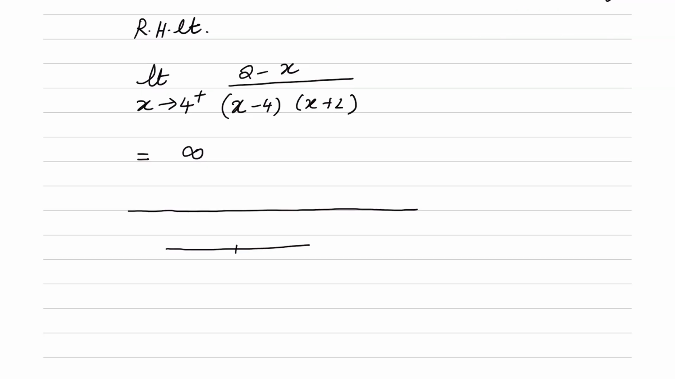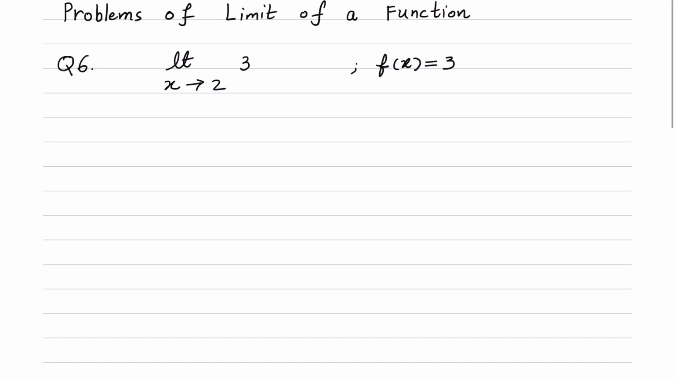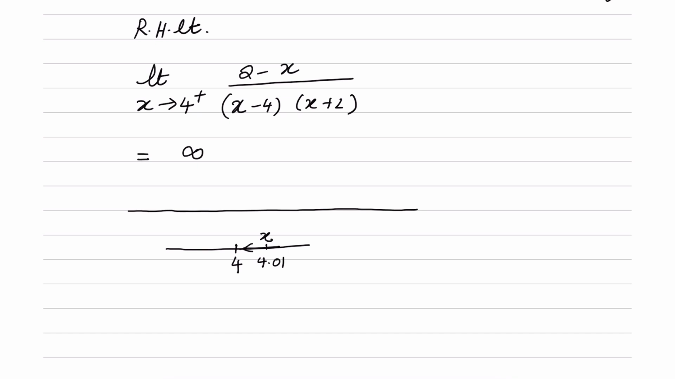So x is approaching 4 from the right of 4. So pick some number on the right of 4. Let's say that number is 4.01. So the function on which we have to decide the sign is (2 minus x) divided by (x minus 4)(x plus 2).